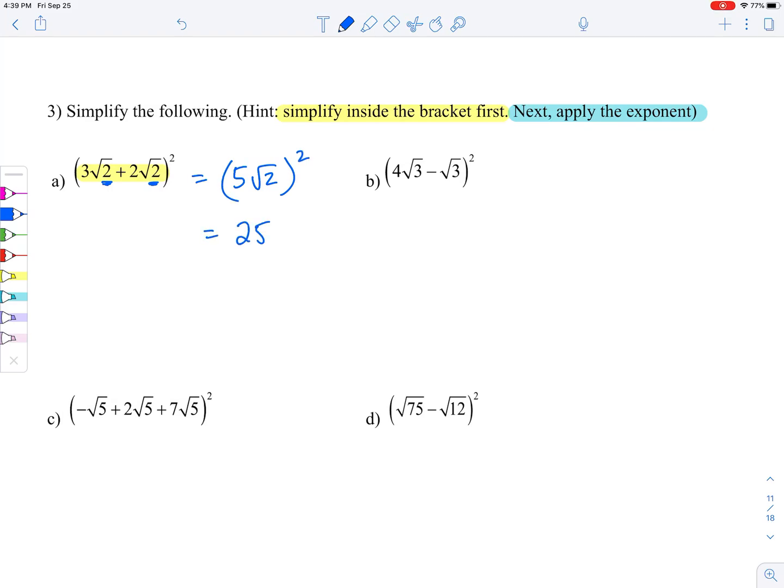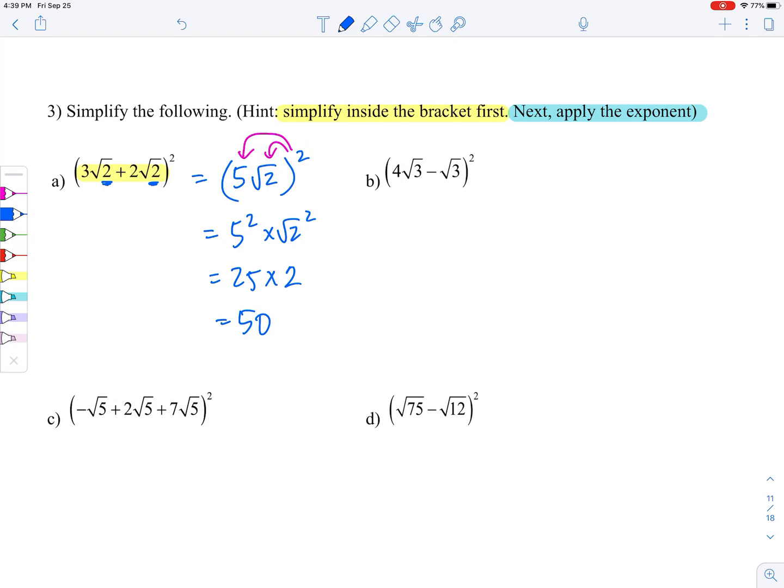Let me show that in between step. So now we distribute that square. That would be 5 squared, which is 25, times root 2 squared, which is just 2. Because remember, the exponent of 2 and the square root cancel each other out. So we would get 50 on that one.